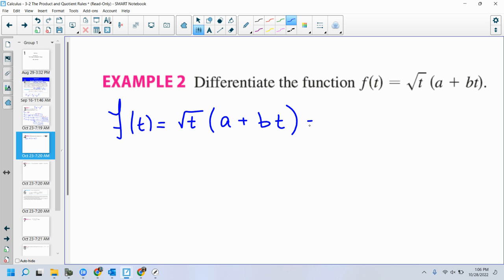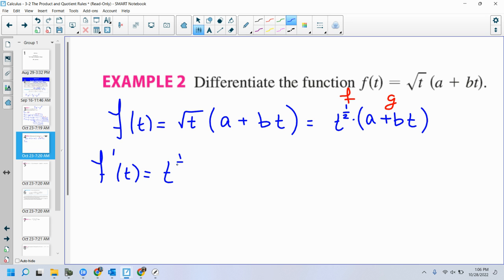It might be a good idea to, instead of keeping it as a radical, like we said yesterday, write it as a power. t to the 1/2 times a plus bt. Okay, now let's find f prime of t. Well, I hope you recognize we must use the product rule because there's a product there. So this is our f, and this whole chunk is our g. So we've got f g prime, t to the 1/2, g prime. What is g prime?